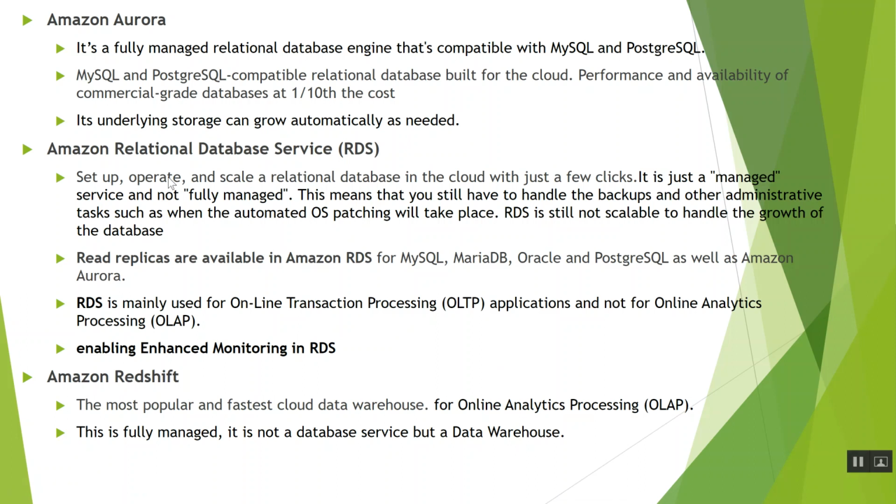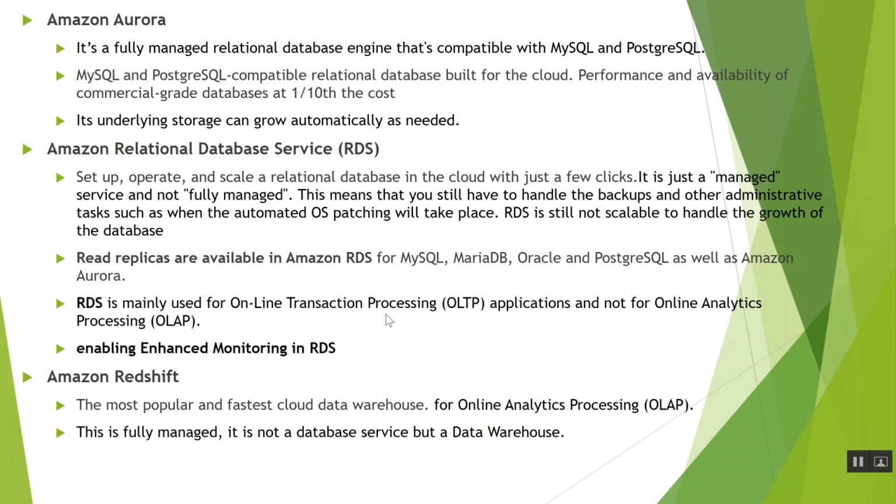Yes, and the next one is Amazon Relational Database Service. It has read replicas available in Amazon RDS for MySQL, Oracle, PostgreSQL, as well as Amazon Aurora. RDS is mainly used for online transaction processing applications, not for online analytical processing. We can enable enhanced monitoring in RDS to get more details. And Amazon Redshift is the most popular and fast cloud data warehouse for online analytical processing. So this is the difference.